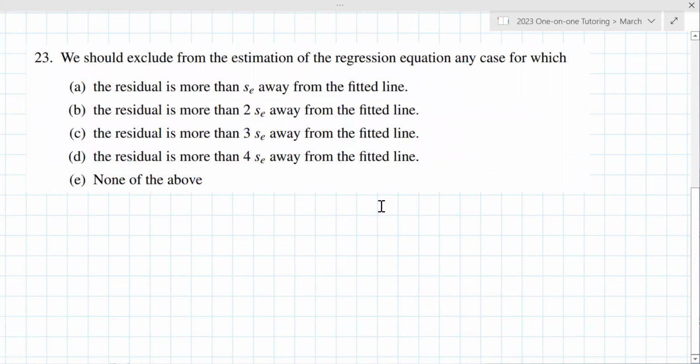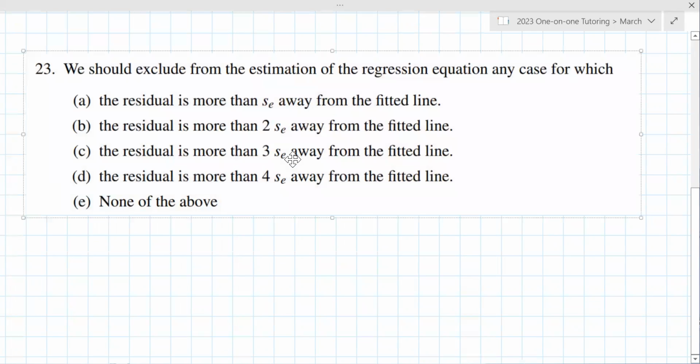So 23 is also somewhat class specific. It says we should exclude from the estimation of the regression equation any case for which the residual is more than. And in a lot of textbooks, you see 2 and 3 as that dividing line. It really is class specific. Do you have any notes on this? Could have even been from earlier in the course where you talk about what is an acceptable standard error.